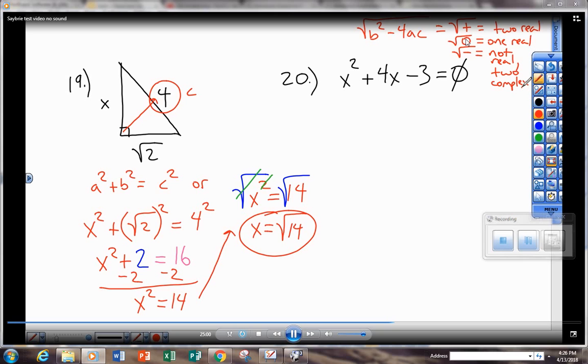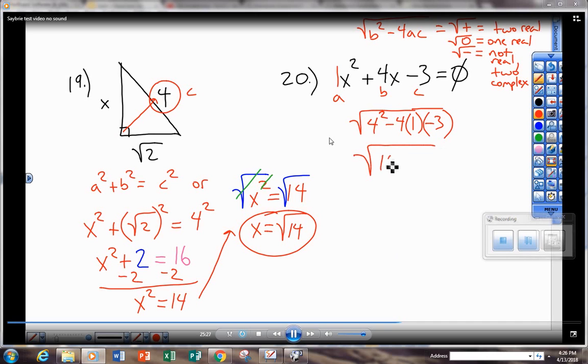If it's 0, one answer, one real number. If it's negative, no answers, only complex imaginary ones, so no real answers at all. So if I plug in a, b, and c, that's going to be b squared minus 4 times 1 times c, which is negative 3.